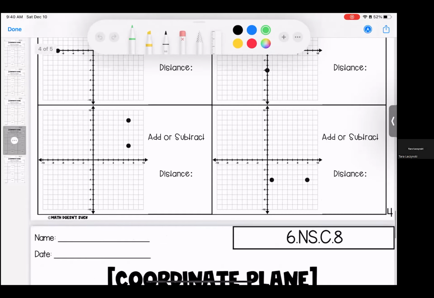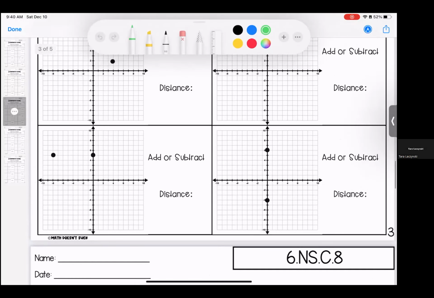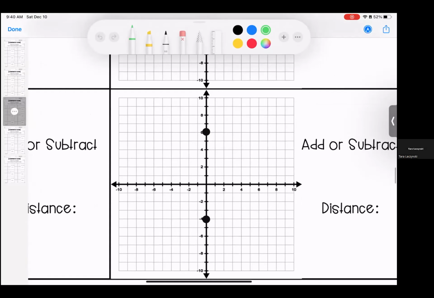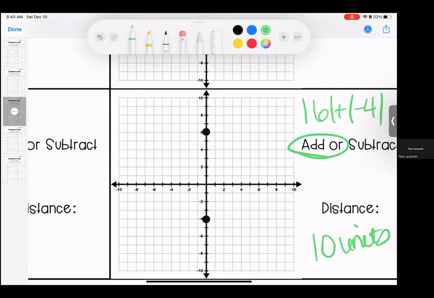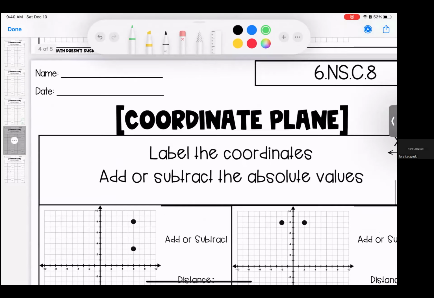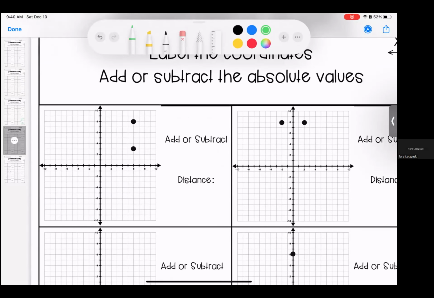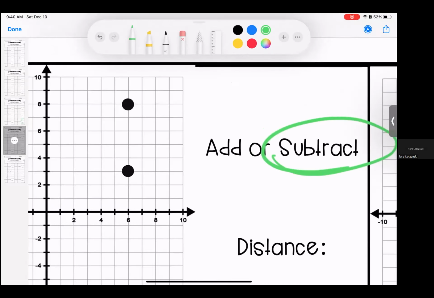Okay, so we were on page 3. All right, so we were right here, and we were going to add the absolute value of 6 and the absolute value of negative 4, which gives us a distance of 10 units, and we added them, 10 units. All right, on to page number 4, same subtract.